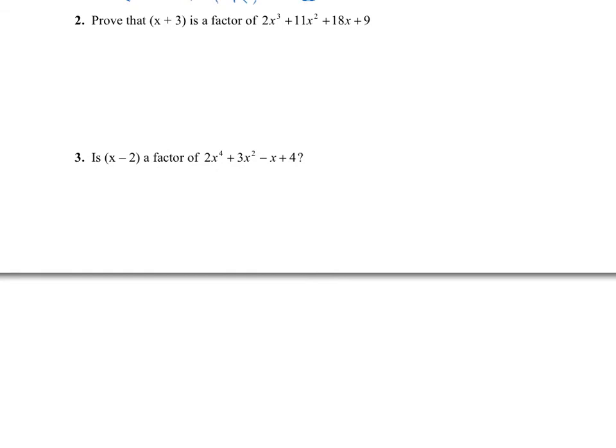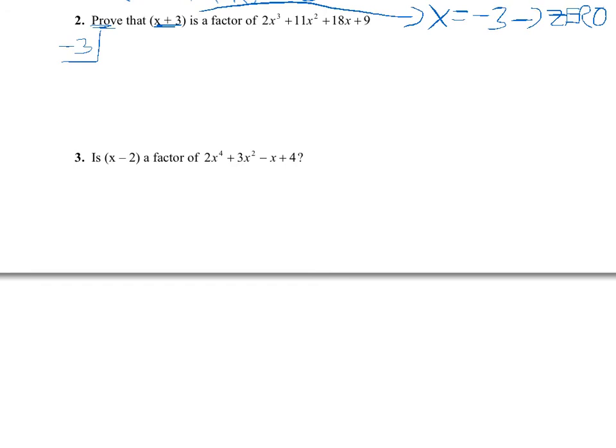For number 2, it's saying, prove that x plus 3 is a factor of 2x cubed plus 11x squared plus 18x plus 9. Now, the key word here, it says prove. So basically it's saying, all right, x plus 3, yeah, it's a factor. Show that it is. Well, I could use the factor theorem. If x plus 3 is a factor, then x equals negative 3 should be a 0 of f of x. So when I use synthetic division, I'm going to put negative 3 in the top left-hand corner.